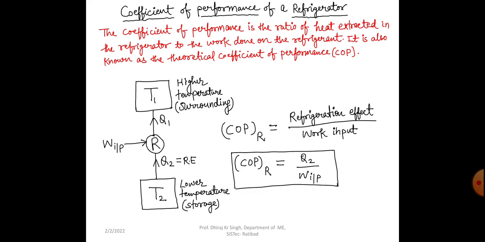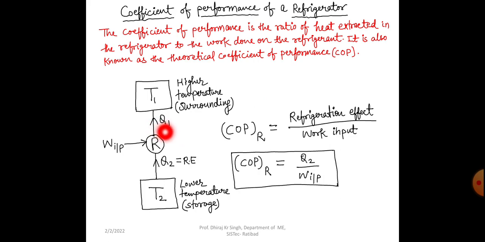Now we will discuss the coefficient of performance of a refrigerator. What do you mean by coefficient of performance of a refrigerator? So the coefficient of performance is nothing but the ratio of heat extracted in the refrigerator to the work done on the refrigerant. It is also known as the theoretical coefficient of performance.